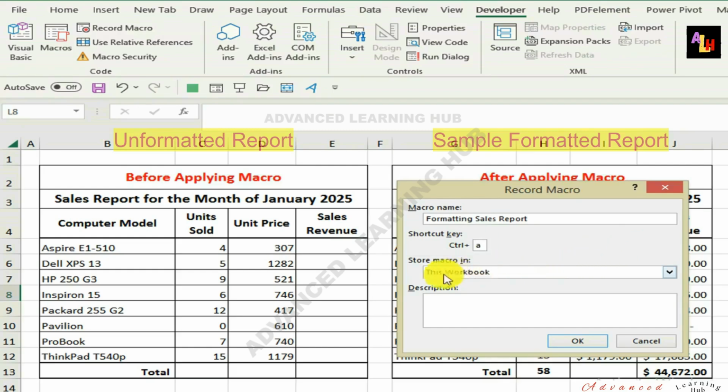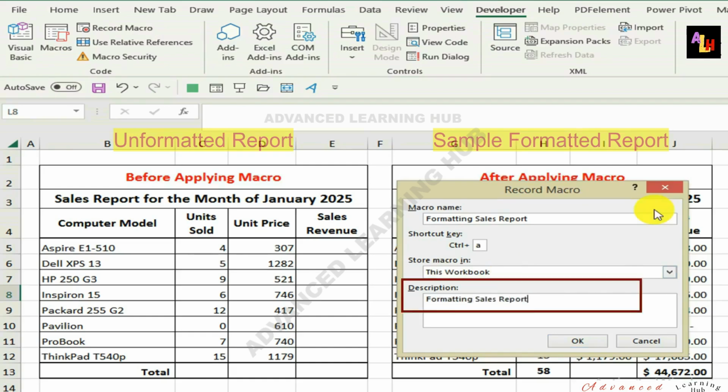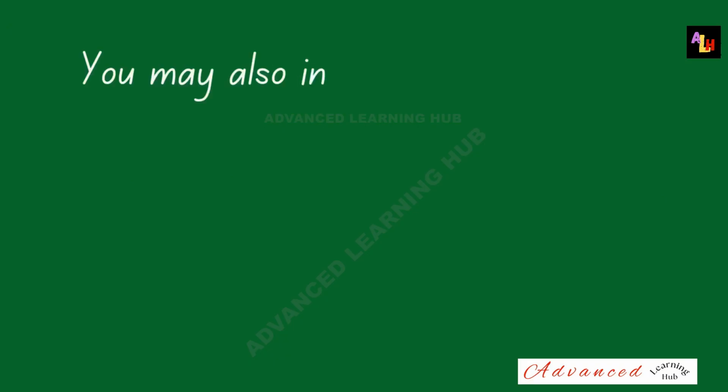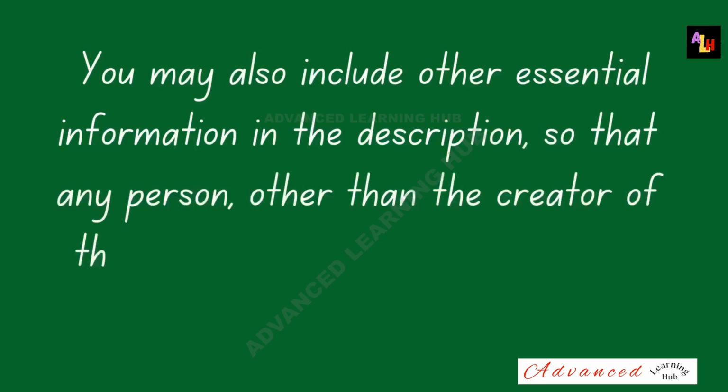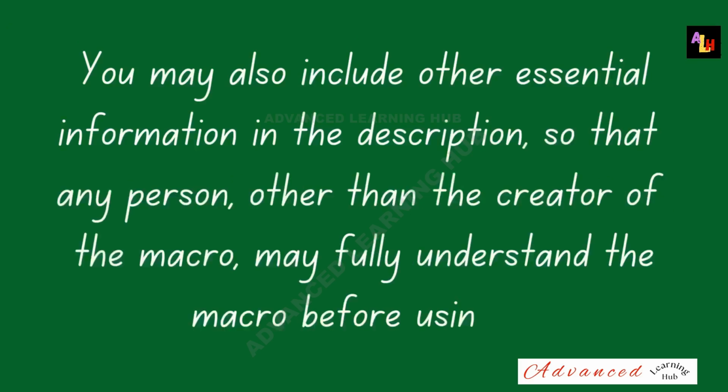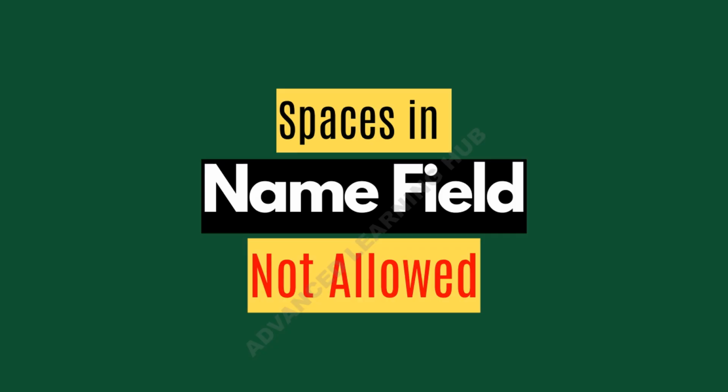In the Store Macro in field, select This Workbook. Now we can use this macro for the current workbook only. Click the link at the top right side of the screen to find the detailed procedure to fill in the macro dialog box. In the description box, type information about the macro, such as formatting sales report, using absolute references. You may also include other essential information in the description, so that any person, other than the creator of the macro, may fully understand the macro before using it.